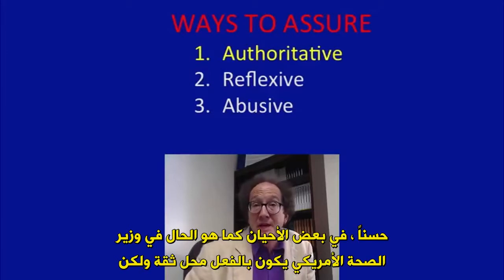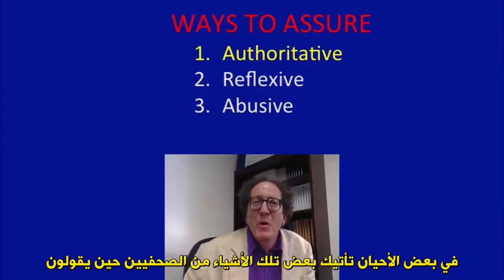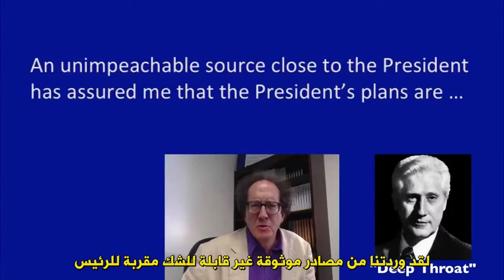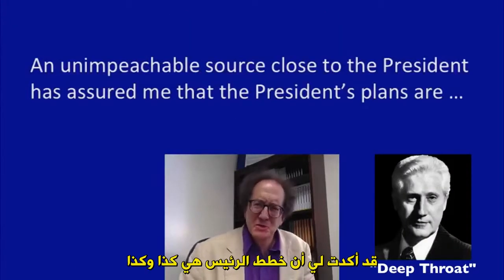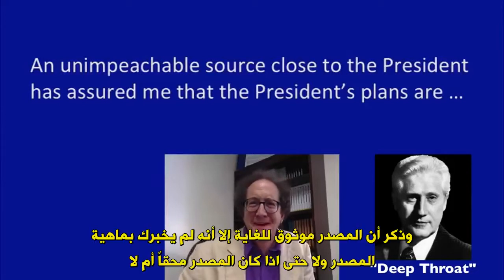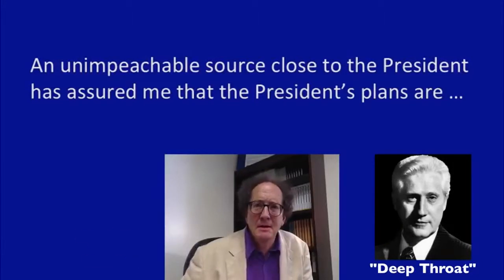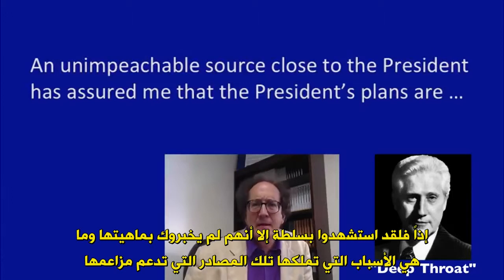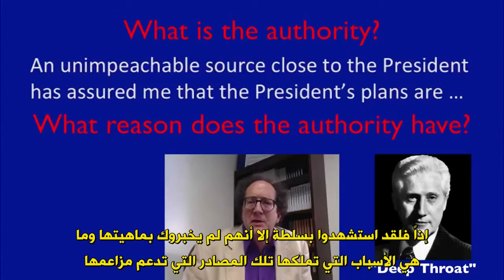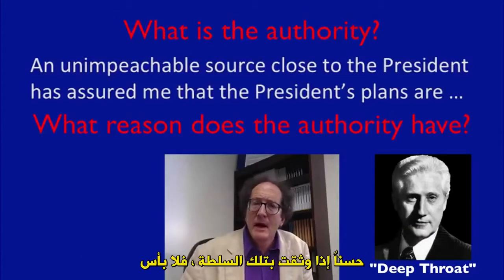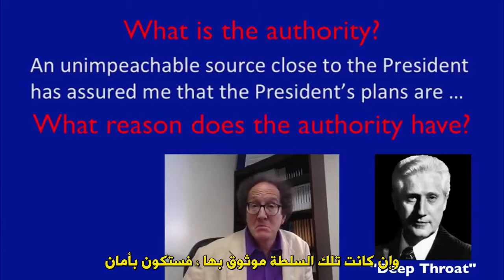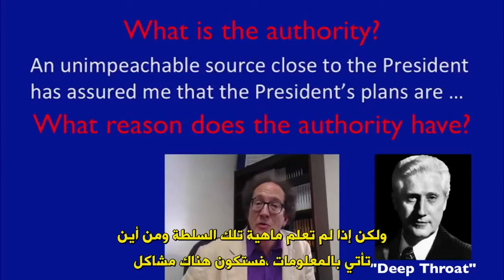Now, sometimes it's the Surgeon General, and the Surgeon General is pretty reliable, but you also get this kind of thing from reporters. They say, an unimpeachable source close to the president has assured me that the president's plans are such and such. And they cite an unimpeachable source, but they won't tell you what the source is. And they won't tell you how the source knew it was true. So they're citing an authority, but they're not telling you what the authority is or what reason the authority has for what the authority claims. Now, if you trust that authority, then that's fine. And if the authority is reliable, then you might be safe. But if you don't know who the authority is or where they got their information, there can be problems.